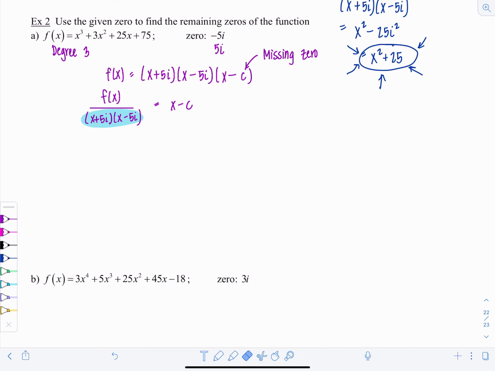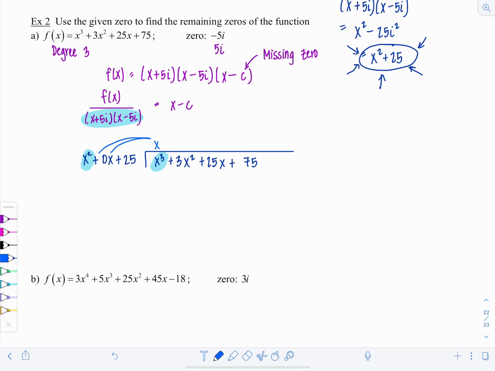So it's time to bust out the polynomial long division. We've got x squared plus, you need a placeholder, 0x plus 25. If you forgot polynomial long division, I'll link it up here. I think I've linked it a bunch of times in the past, but good review. Into f of x, which is x cubed plus 3x squared plus 25x plus 75. Love it. So now we're going to divide x cubed by x squared. Just think to yourself, what do I need to multiply x squared by to make it x cubed? Just x. Then you distribute.